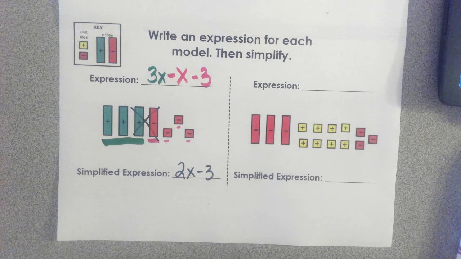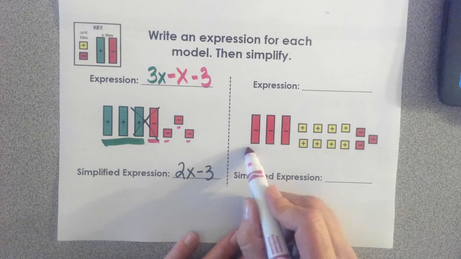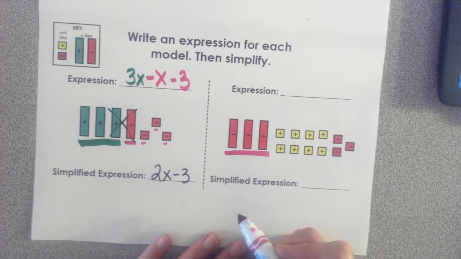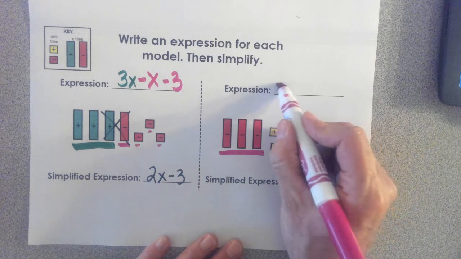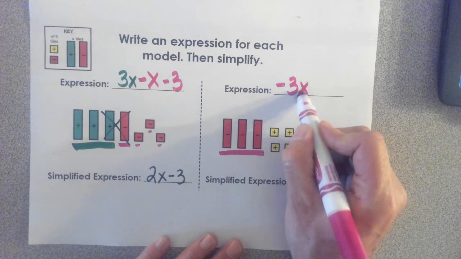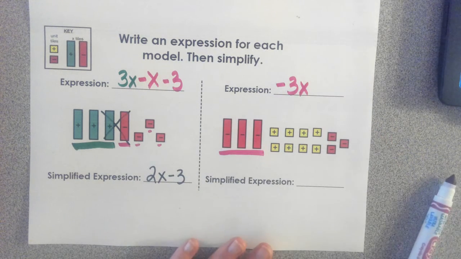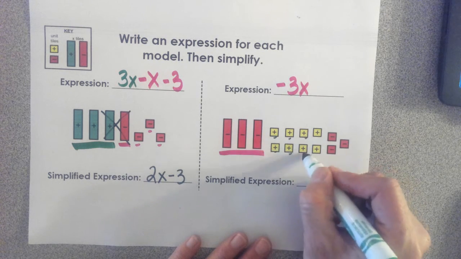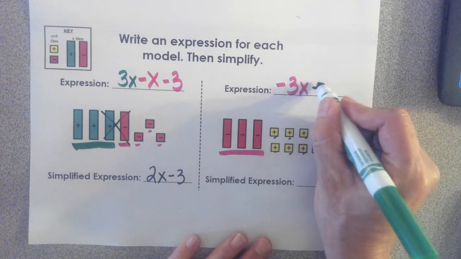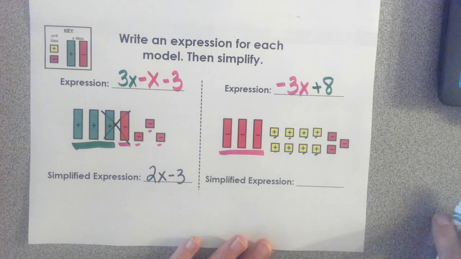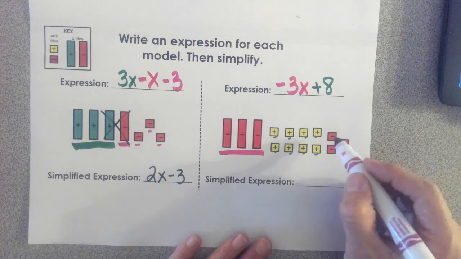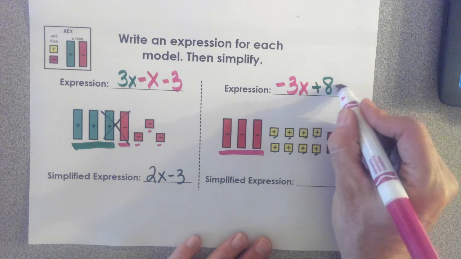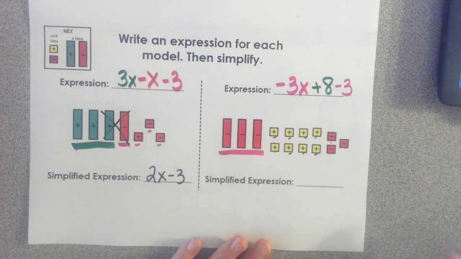Okay, on the next one over, this expression starts with 3 negative tiles. So I will indicate that with a negative 3x. Then I've got some positive tiles. I'll still use green. 1, 2, 3, 4, 5, 6, 7, 8. So that's a plus 8. And then it's got 3 negative units. 1, 2, 3. Indicate that with a minus 3.